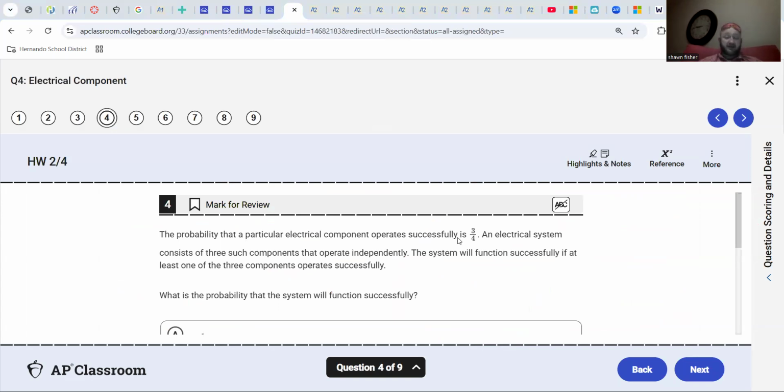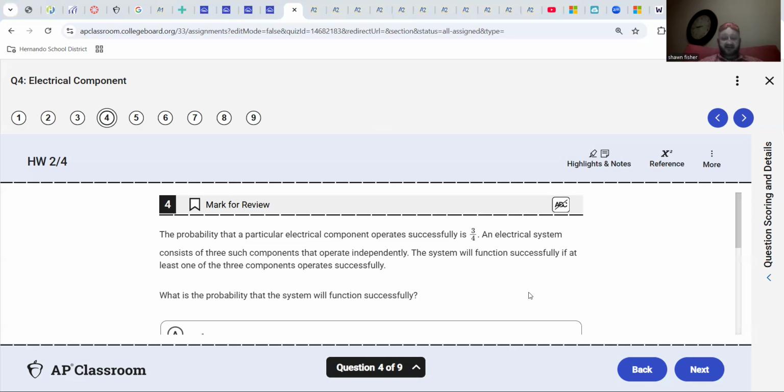And we've got 3 of them, so I can multiply them. So let's just multiply it out, times 1/4, times another 1/4. Hopefully my calculator will do this for me. Well, I've got 3 of them, so that's the probability of them not working, right? So there's that probability of all 3 of them not working. Well, I want to know the probability that they will function successfully.